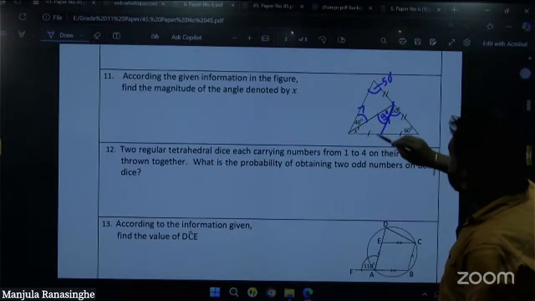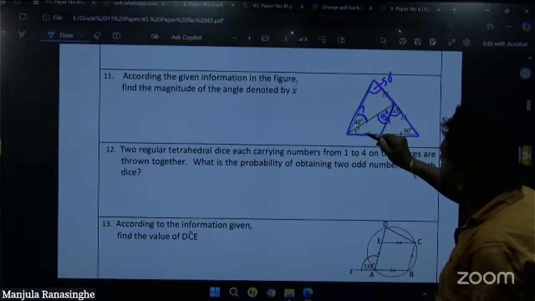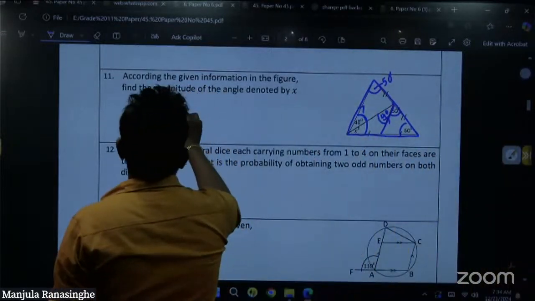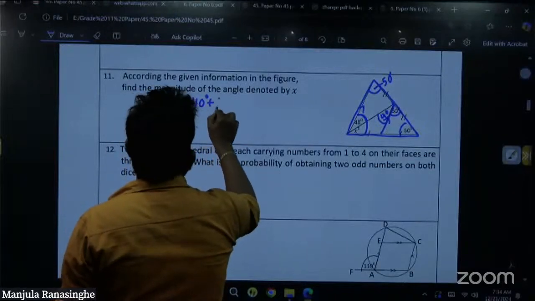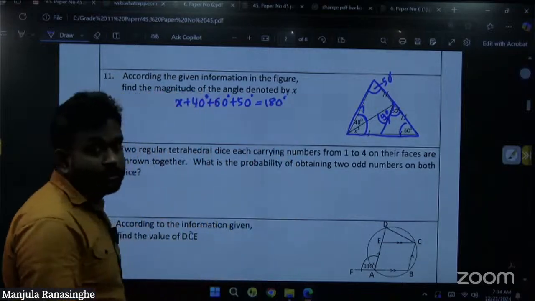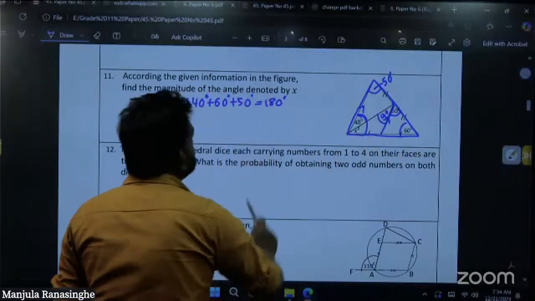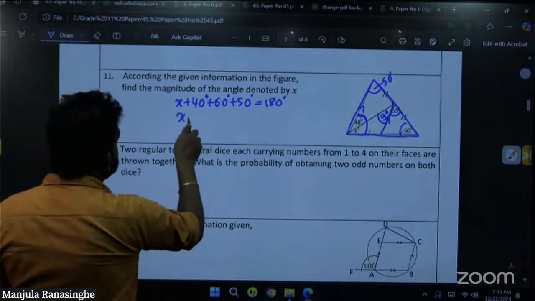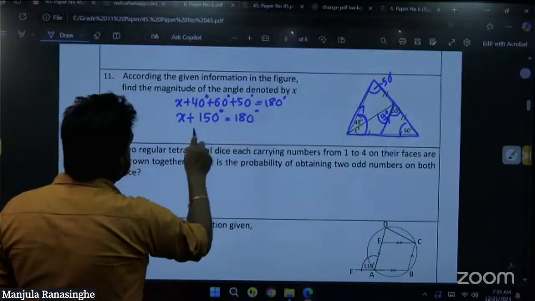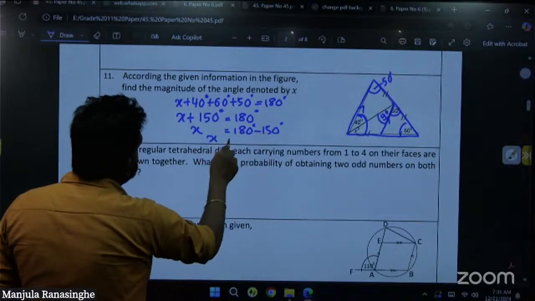Now you can consider this bigger triangle, whose interior angle sum adds up to 180. So there you can mark x plus 40 degrees plus 60 degrees plus 50 degrees equals 180 degrees. Here x plus 40 plus 60 plus 50 equals 180. Now you can say that 100 plus 50, 150, equals 180 degrees. Then subject x equals 180 subtract 150. So x equals 30 degrees.